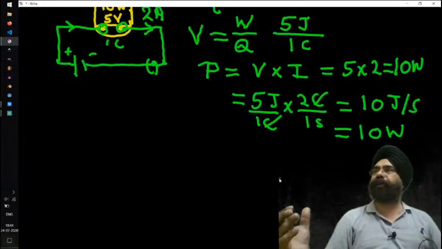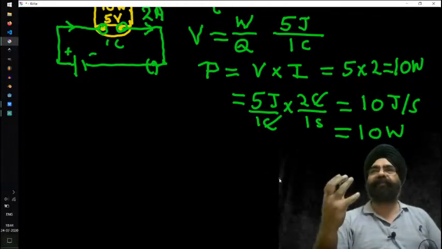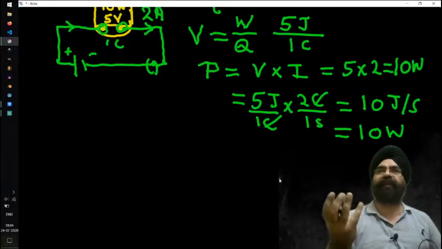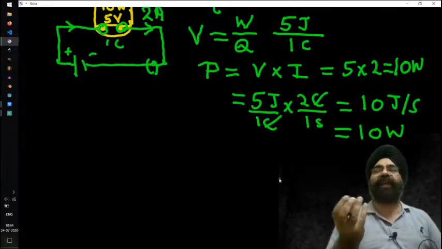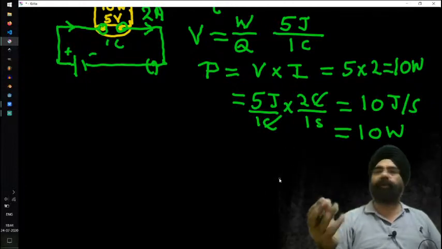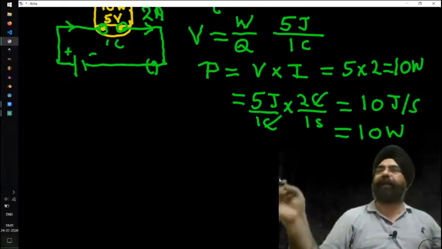Okay, so here electrical power remains the same: how much work is done per second, which means how much energy will be required by the appliance. So you have understood. We can do it mathematically also.